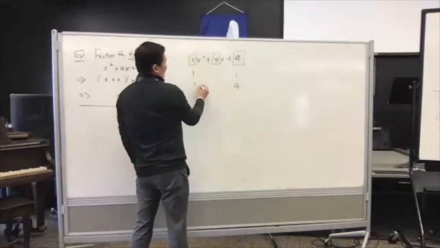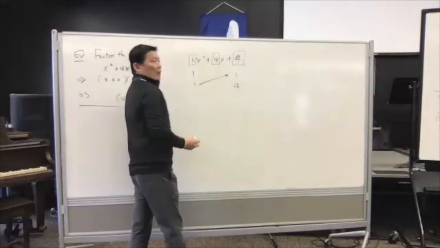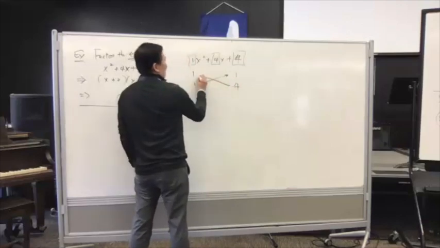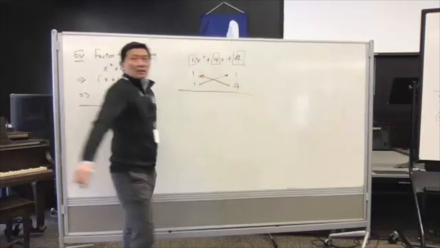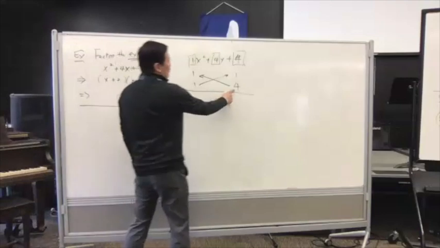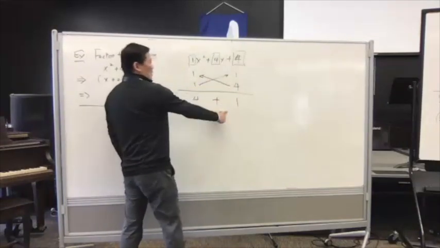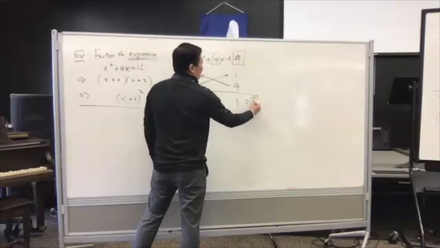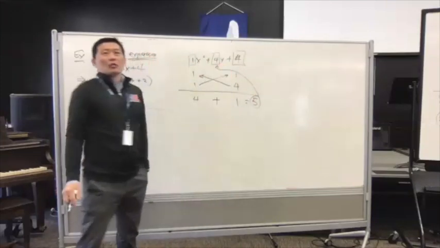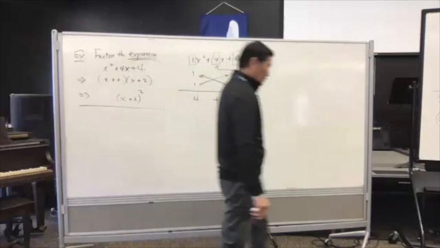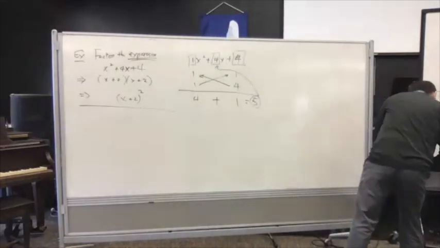What you can do is you take this number and you put an arrow that way, you take this number, you put an arrow that way, you draw a line underneath, and you say, okay, 4 times 1 is equal to 4, 1 times 1 is equal to 1, add them together, this is equal to 5. Does it equal this number? No, it doesn't.